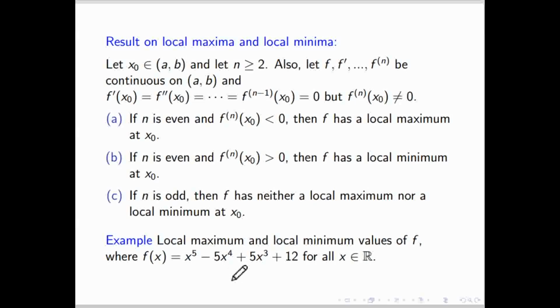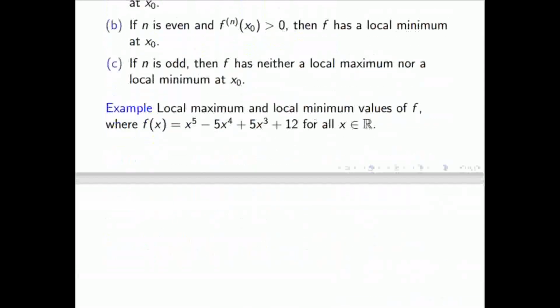So check it. At which points is the derivative of this function 0? Give me those points where the derivative of this function is 0. Then we can find the maximum or minimum.